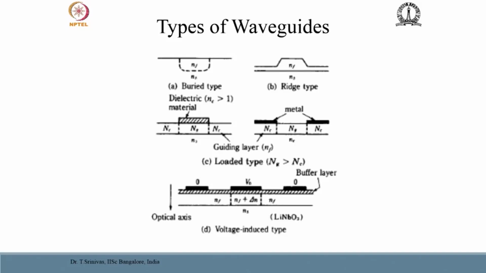And finally, I am showing you the voltage induced type of waveguides, where, as we have seen earlier, you can use the electro-optic effect or some other effect to change the refractive index. So, what is shown here is a substrate with a slab waveguide, and on top of this you have an electrode placed, and by applying voltages you can induce the waveguide.